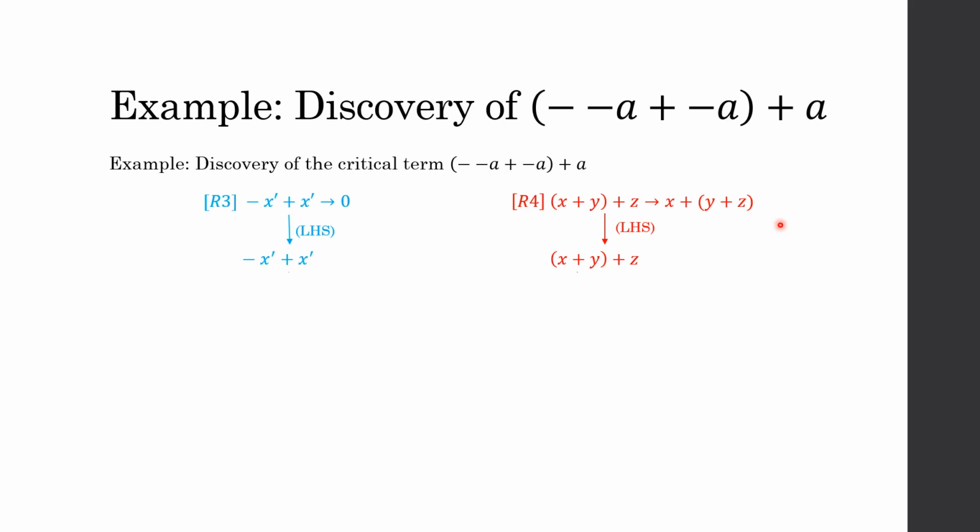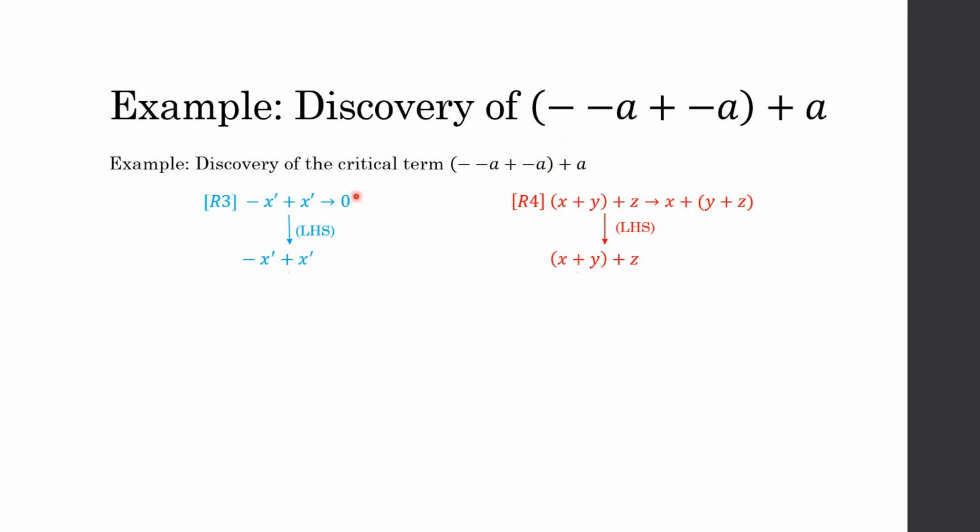This critical term was found in the previous example when we were trying to prove negative a equals a. You can go back a slide and see that this is a critical term and we are looking at it. So how can you discover it? Remember that discovering all these critical terms is important.